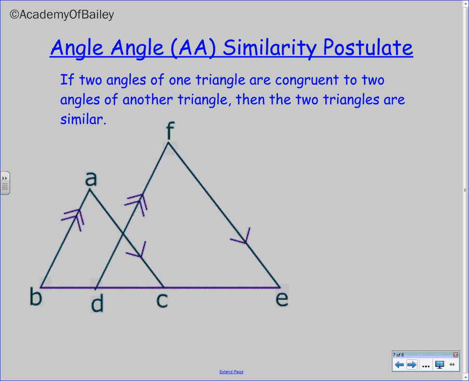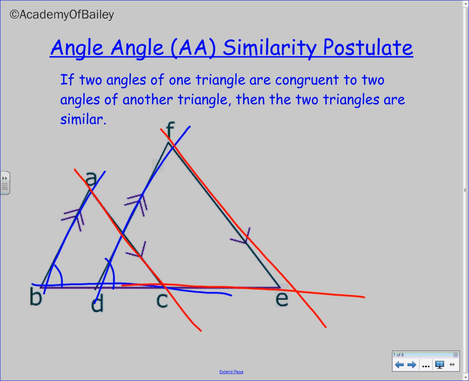And here's one more example. Parallel lines. Anytime you see parallel lines, you should be thinking alternate interior angles are congruent, alternate exterior angles are congruent, corresponding angles are congruent, and same side interior, also known as consecutive interior, are supplementary. So looking here, we have two sets of parallel lines, and we have parallel lines cut by a transversal, making corresponding angles congruent.